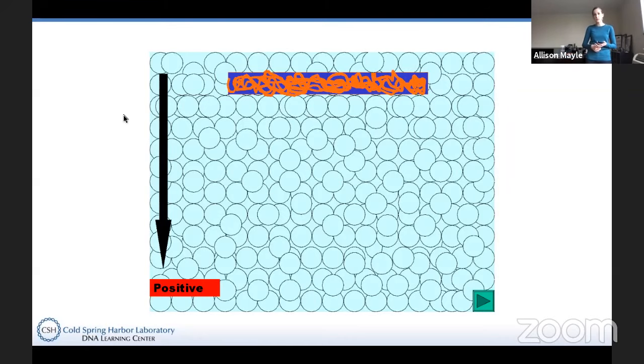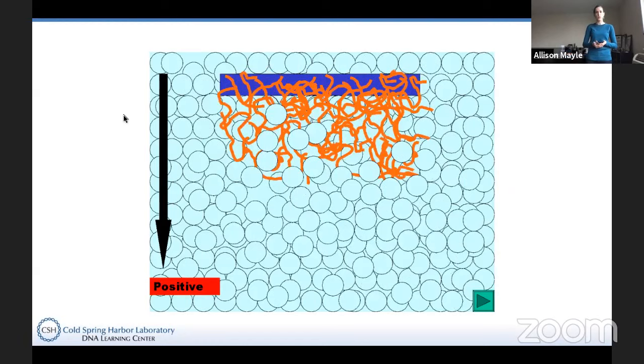If you think about in this picture, the wells are close to the top. If we ran the current the opposite way, the DNA would actually fall off the top of the gel, and that would be no good. So we want the DNA to move down towards the positive current. All right, so once that electric field is applied, the DNA is going to start to find its way through the matrix of the gel, through those little sugar molecules that are all lined up.